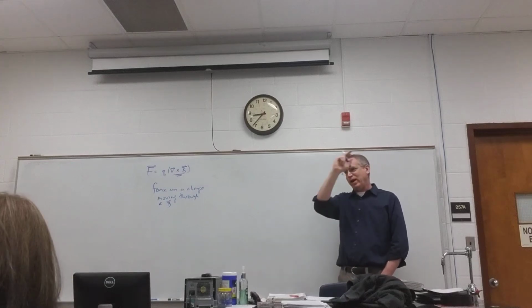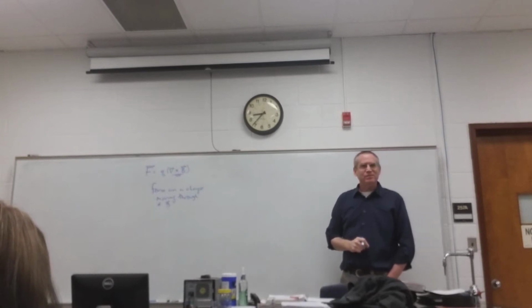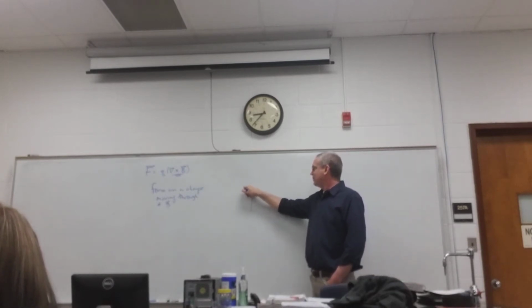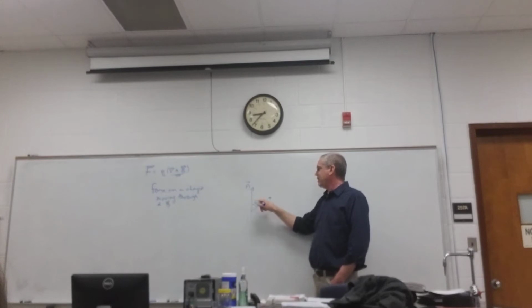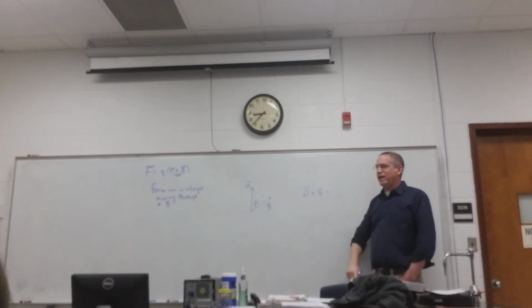However much of one is perpendicular to the other. All right, so if I have some vector A here, some vector B here, and an angle theta in between them, what is A cross B?